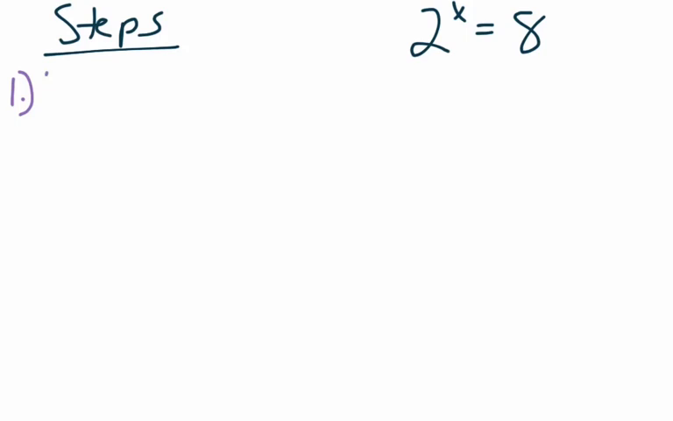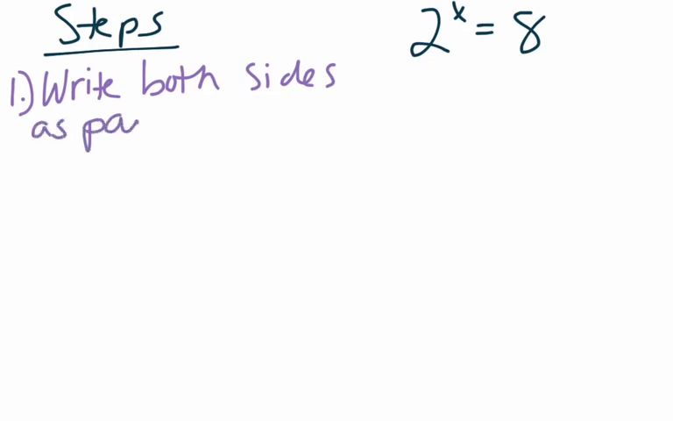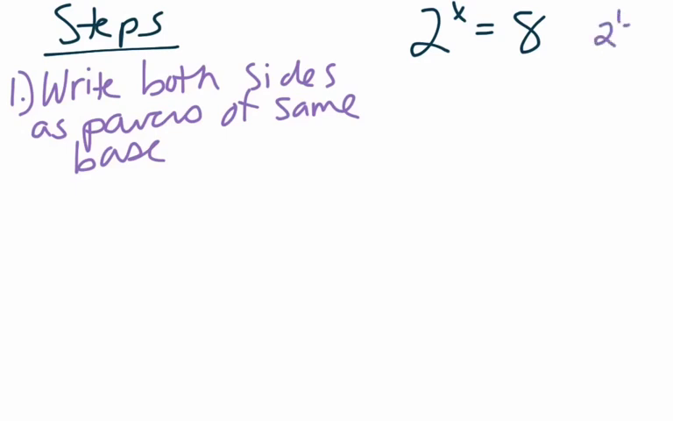The first step is to write both sides as powers of the same base. In other words, you want 2 to the something equals 2 to the something. Now, this might require you to do a little bit of scratch work, thinking. You might have to go grab your calculator and play around with it. So 2 to the first power is 2, 2 squared is 4, 2 to the third is 8, and we have a winner. So 2 to the third is equal to 8.